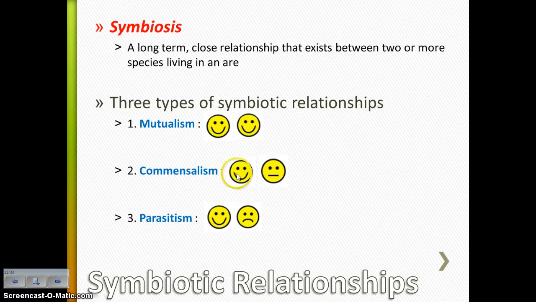Commensalism is when you have 1 happy face and 1 straight face. Parasitism is when you have 1 happy face and 1 sad face. And you can tell from these symbols probably what these 3 different relationships mean.